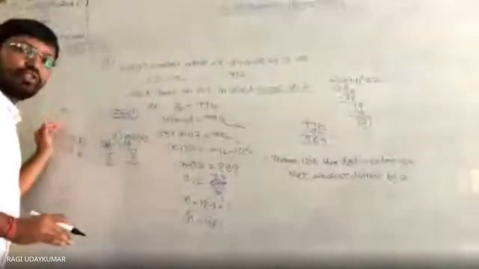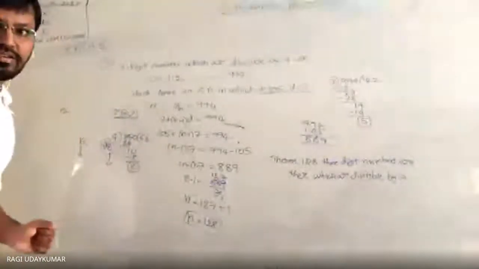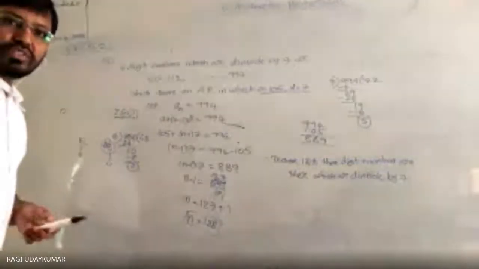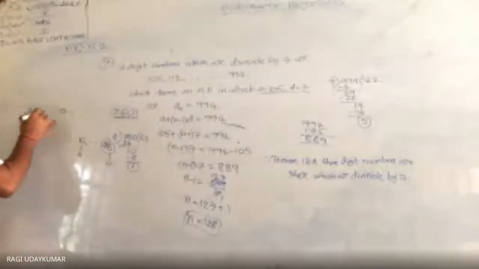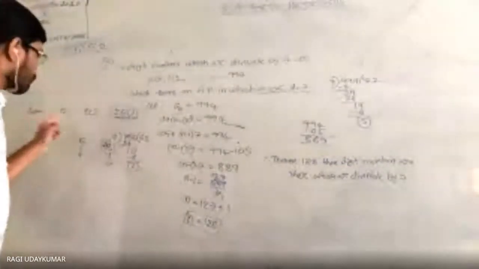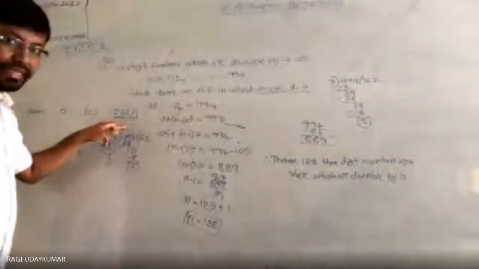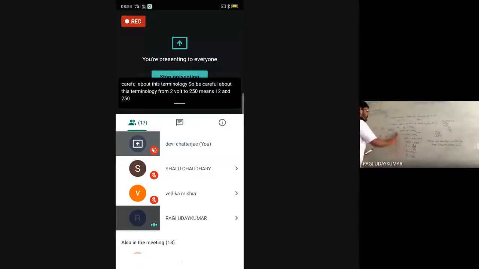So whenever "between" is given to you, you are not supposed to take the 12. So the first term will become 16 in that situation. Suppose "from 12 to 250" is given. So be careful about this terminology. From 12 to 250 means 12 and 250 are also to be taken into consideration. So do remember these points in this problem.